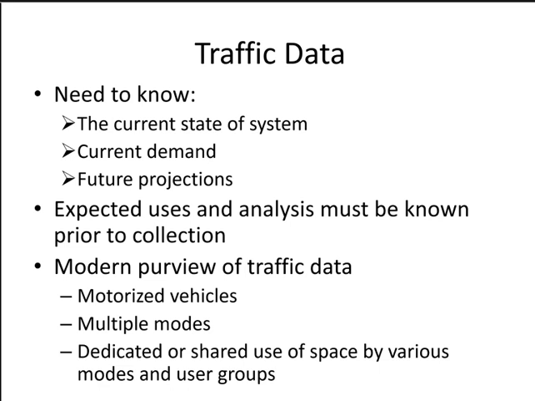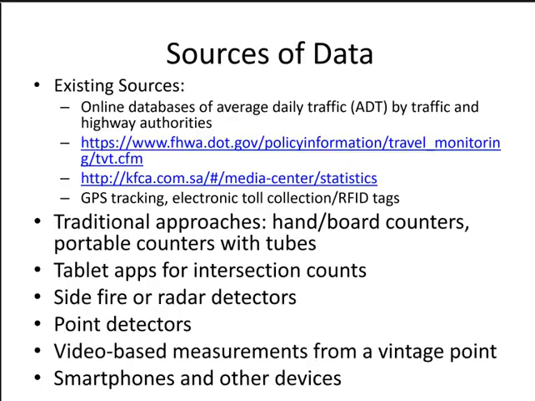Clear? These spaces could be exclusive. For example, a pedestrian bridge is only for pedestrians. Or these spaces could be shared. I have a lane or a sidewalk which is used by pedestrians as well as bicycles. So both of them are sharing the same space, but they are part of the traffic system.